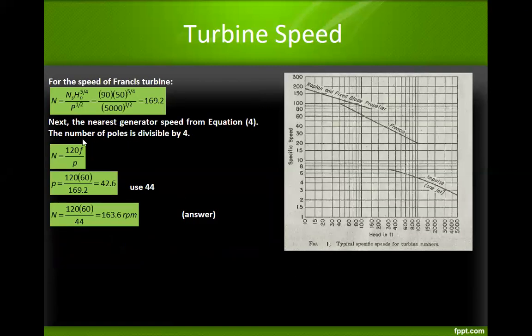For the speed of the Kaplan turbine, N is equal to N sub S, H sub S to the 0.5 over 4 over 6.1, which is 90 times 50 exponent 5 over 4 over 5,000 exponent 1 over 4, which is 169.2. Next, the nearest generator speed from equation 4, the number of poles must be divisible by 4. So N is equal to 120 times 60 over 169.2, which is 42.6. So use 44, N is equal to 120 times 60 over 44, which is 163.6. Okay.